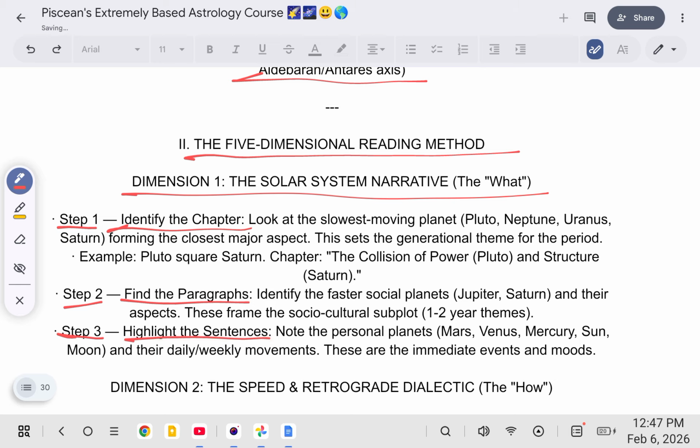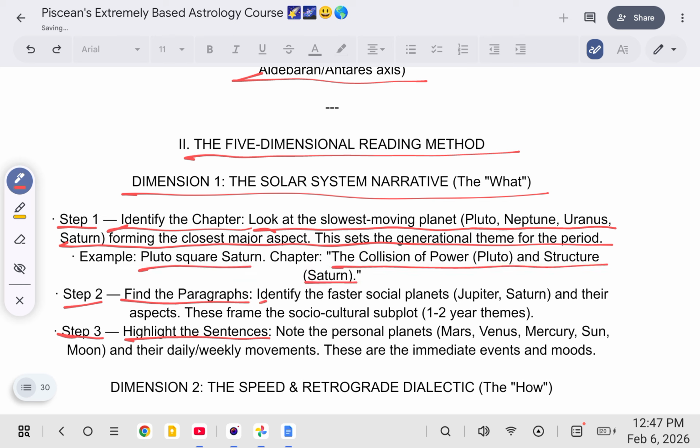So first, identifying the chapter, we look at the slowest moving planet, Pluto, Neptune, Uranus, Saturn, forming the closest major aspect that sets the generational theme for the period. For example, Pluto squares Saturn, the collision of power, Pluto, and structure, Saturn.